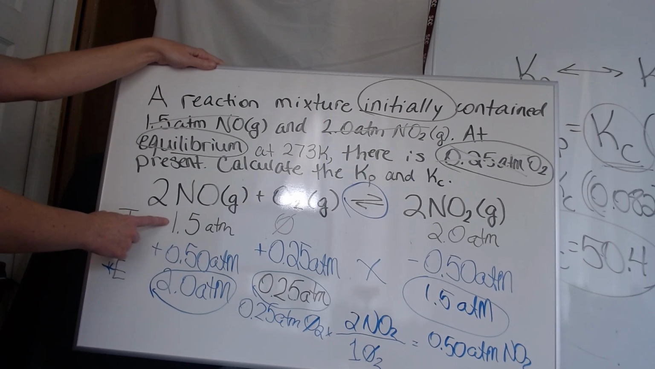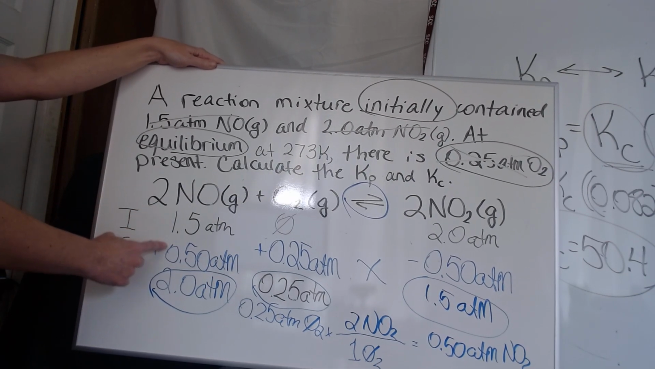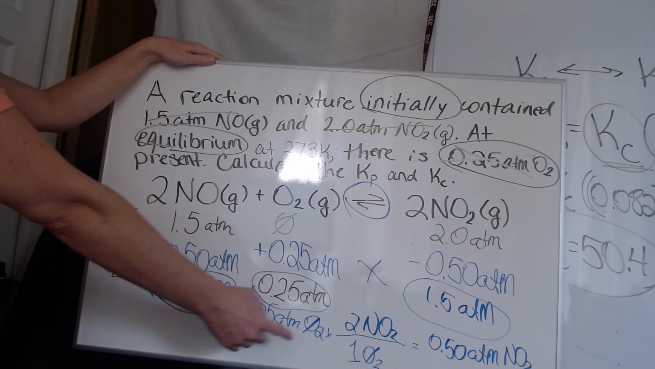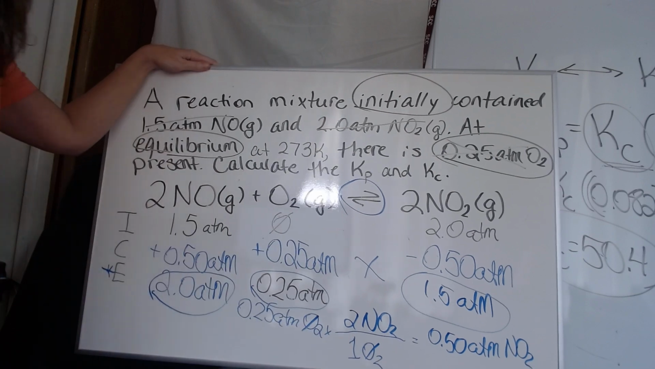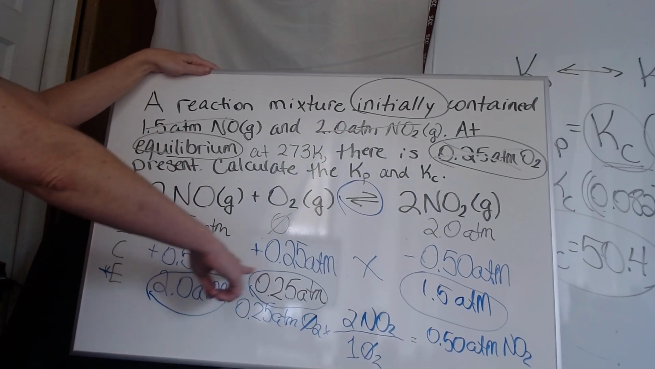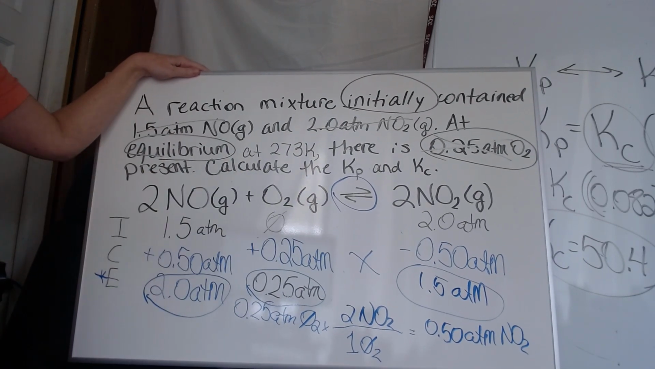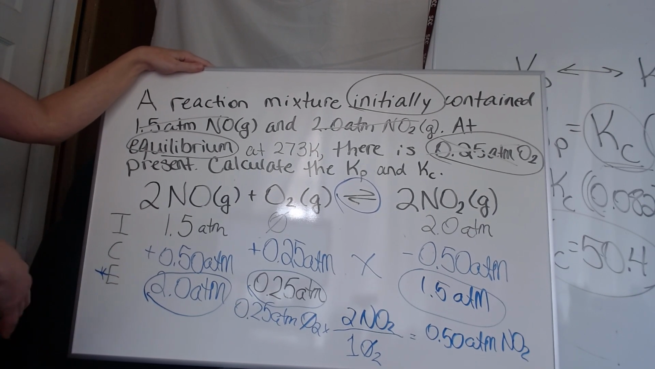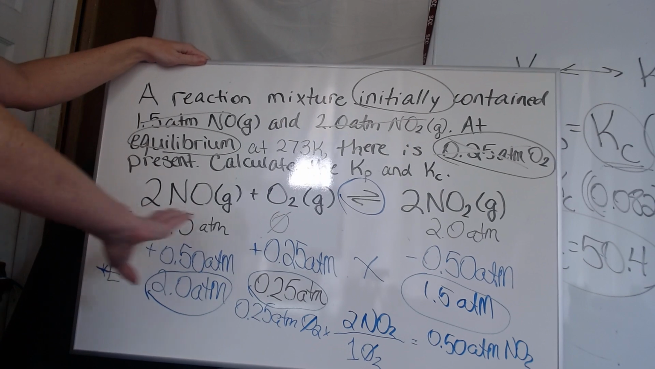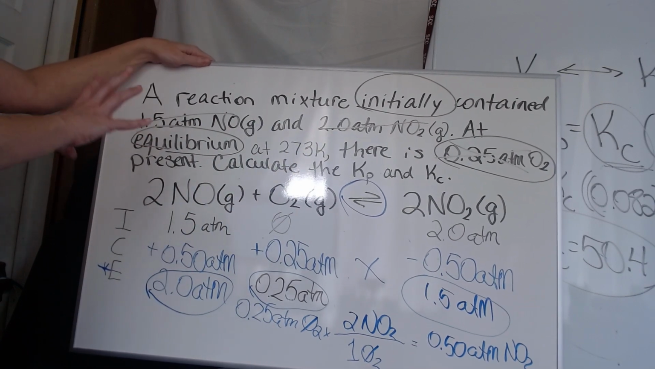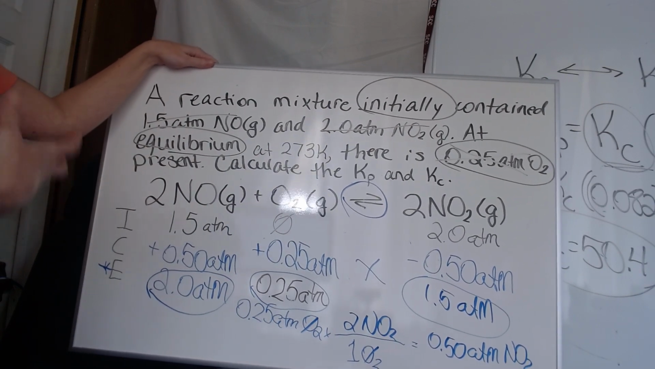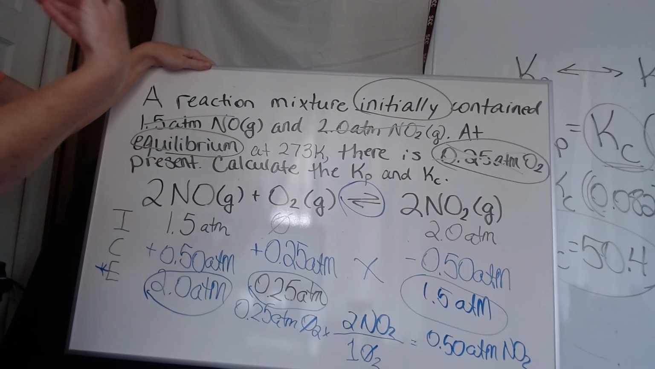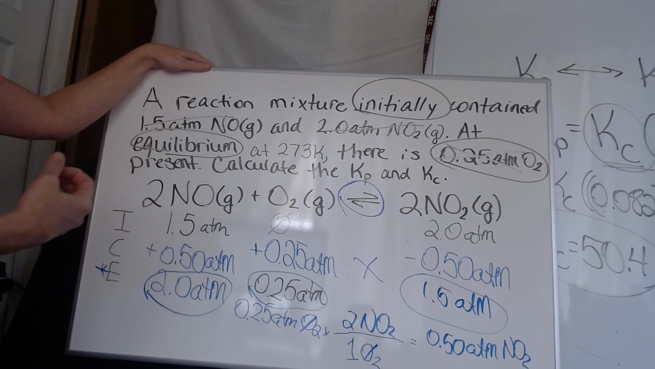Once you have an initial and a change, you just do the arithmetic going down. So these are two numbers. You just add them. Two numbers, you add them. Two numbers, you subtract them. And then that gives us an equilibrium quantity that we used in the equilibrium constant expression. So this is one using the ice chart where I know how much I have of something at equilibrium, and I know how much I initially had.